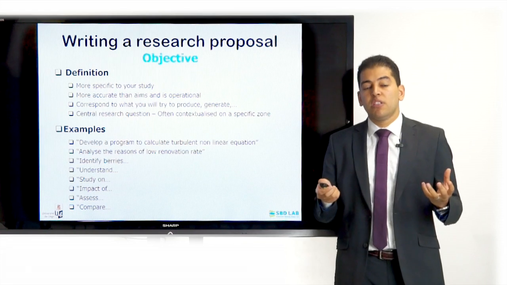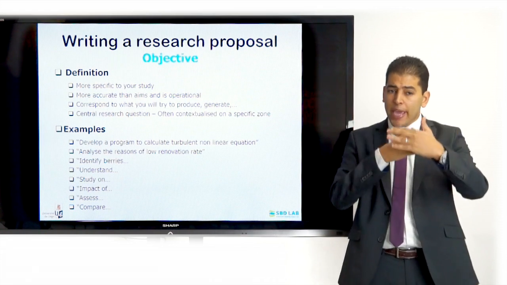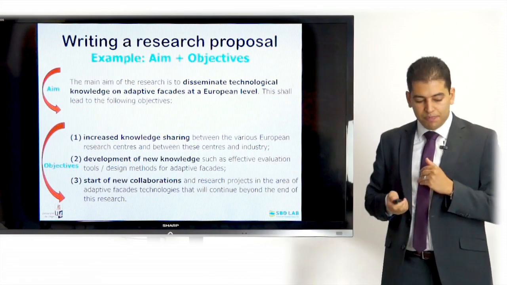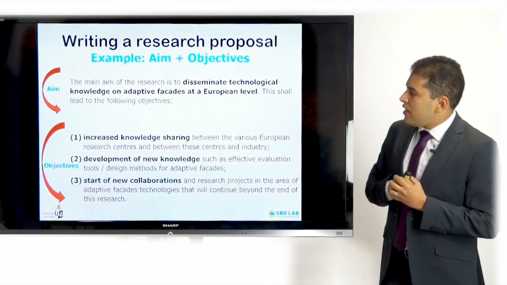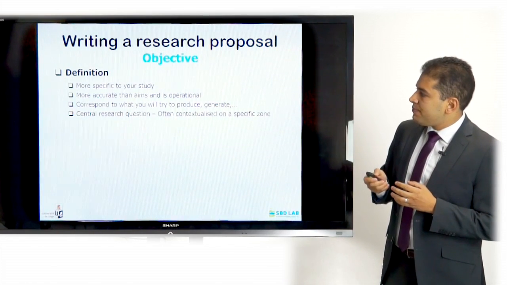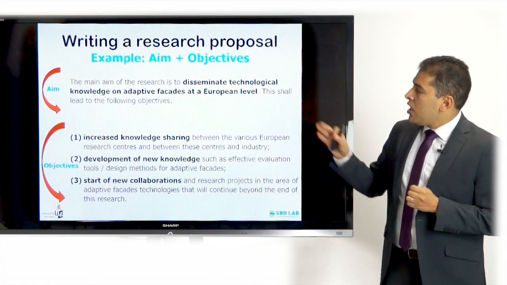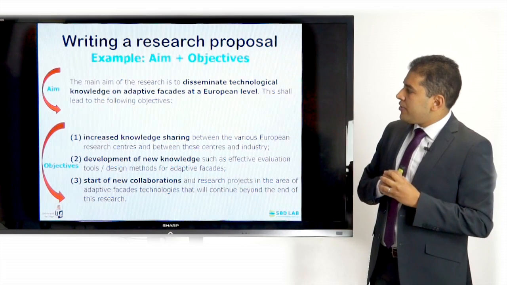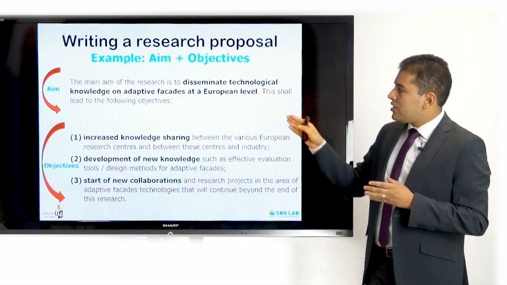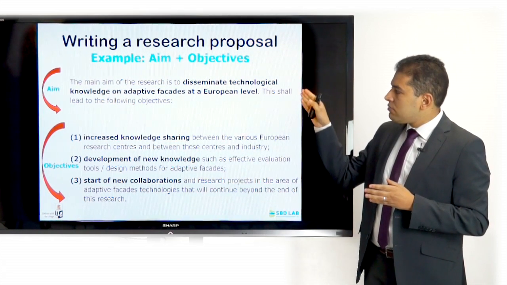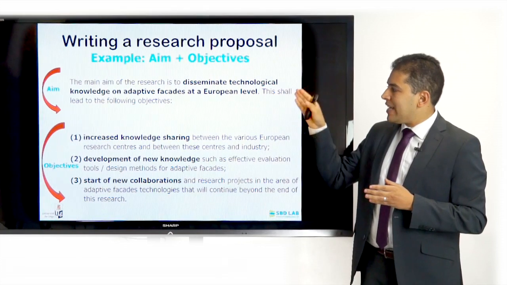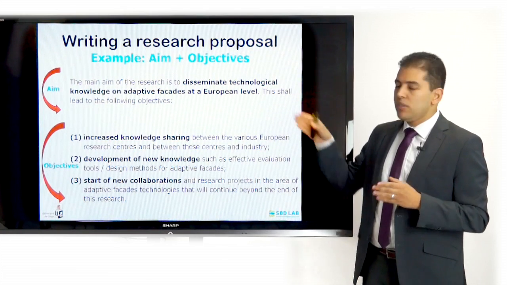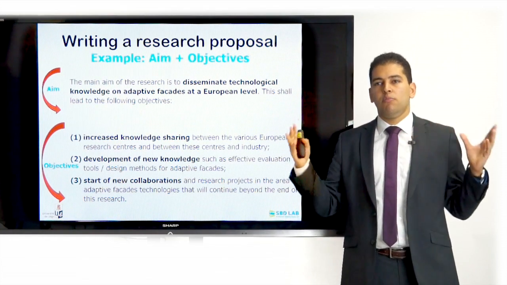But let me give you an example with a good description of an aim with an objective. Well, have a look and read this sentence. Sorry. Just have a look. I have an aim here. The main aim of this research is to disseminate technological knowledge on adaptive facade at a European level. That's the overall aim, very general.